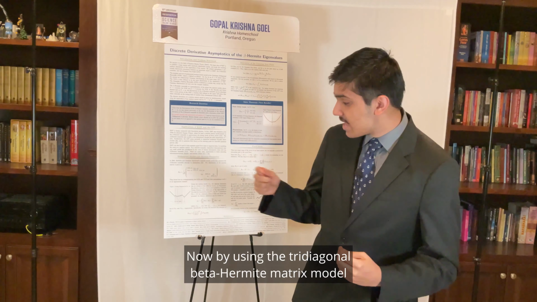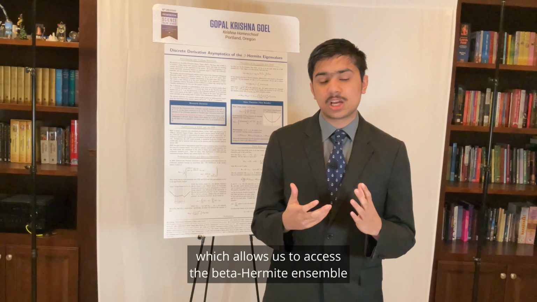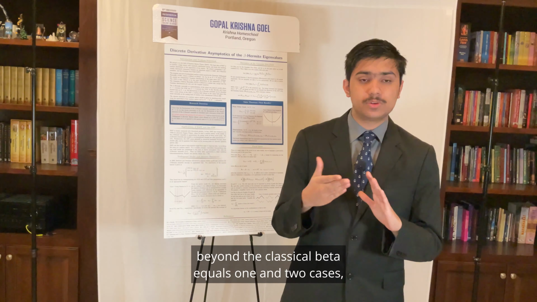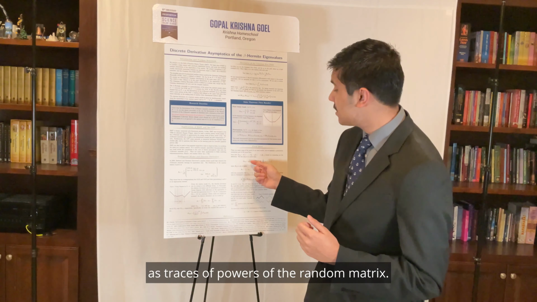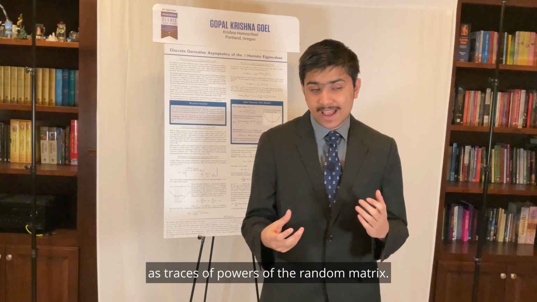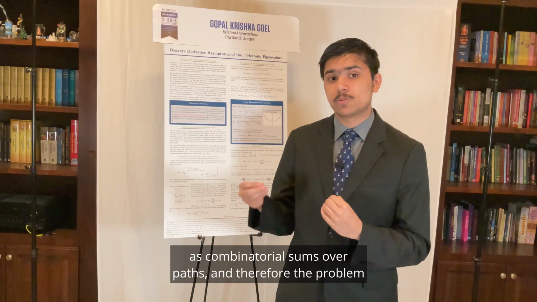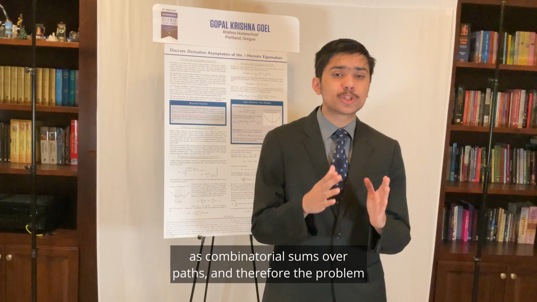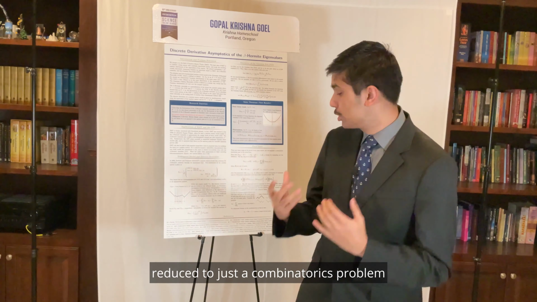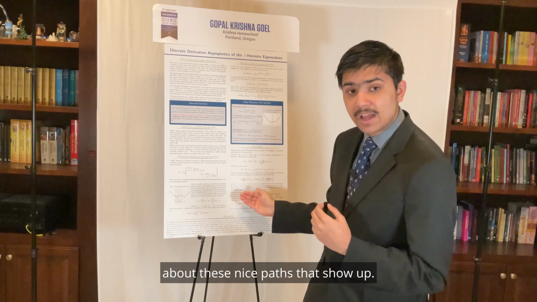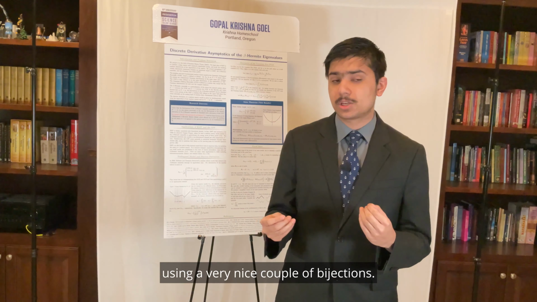Now, by using the tridiagonal beta-Hermite matrix model, which allows us to access the beta-Hermite ensemble beyond the classical beta equals 1 and 2 cases, I was able to write those observables as traces of powers of the random matrix, and then in the limit, I was able to expand those as combinatorial sums over paths. And therefore, the problem of showing that the observables match reduced to just a combinatorics problem about these nice paths that show up. And then I solved this combinatorics problem using a very nice couple of bijections.